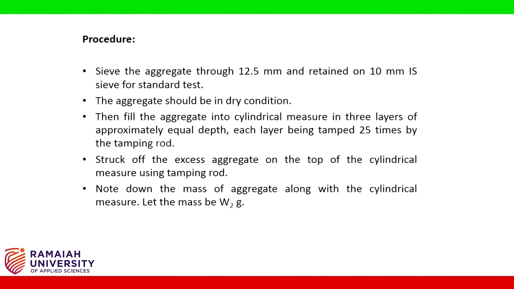Procedure: sieve the aggregate through 12.5 mm and retain on 10 mm IS sieve for the standard test. The aggregate should be in dry condition. Then fill the aggregate into the cylindrical measure in 3 layers of approximately equal depth, each layer being tamped 25 times by the tamping rod. Strike off the excess aggregate on the top of the cylindrical measure using the tamping rod. Note down the mass of aggregate along with the cylindrical measure. Let the mass be W2 grams.